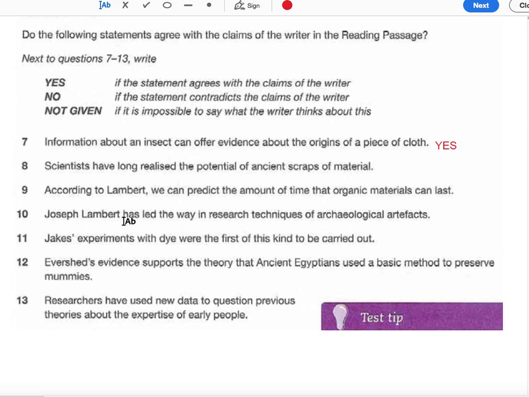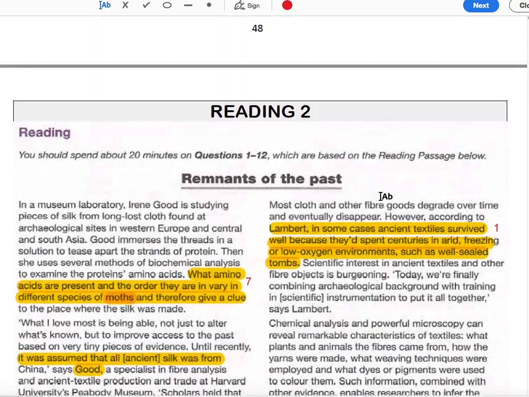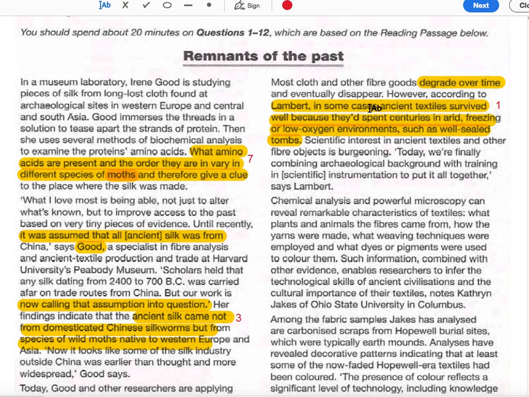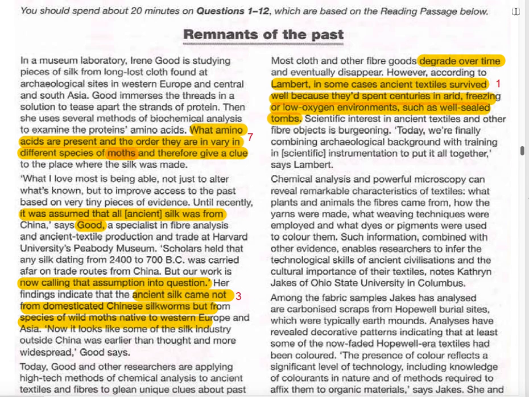So now that I'm reading ahead, I should always check the questions again. Let's remember, I'm still looking for the potential of ancient scraps of material. We can predict, it's talking about Lambert there. Predict the amount of time that organic materials can last. Maybe, let's check. Okay, it's burgeoning, it's increasing, it's becoming more popular. Combining, training. Not really talking about predicting. So let's continue.